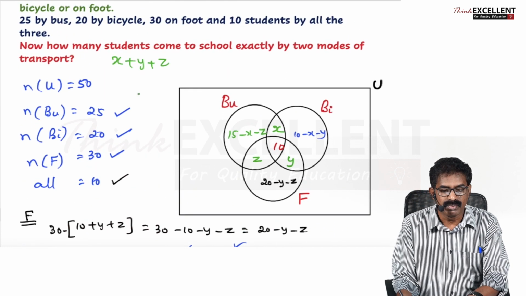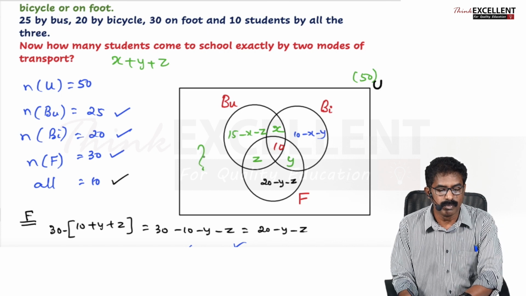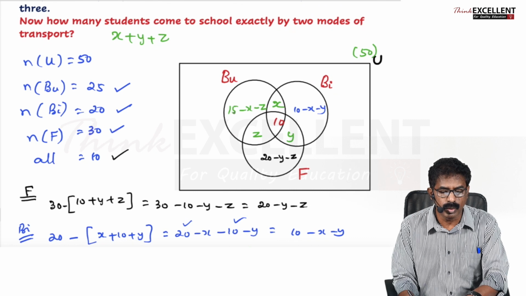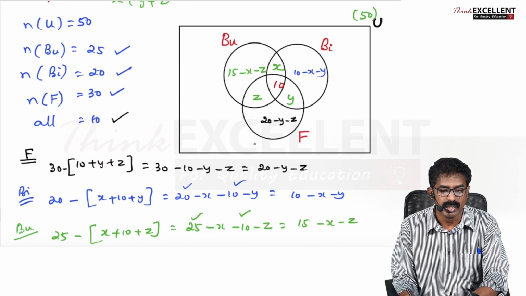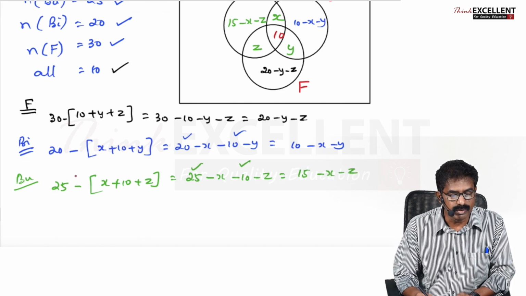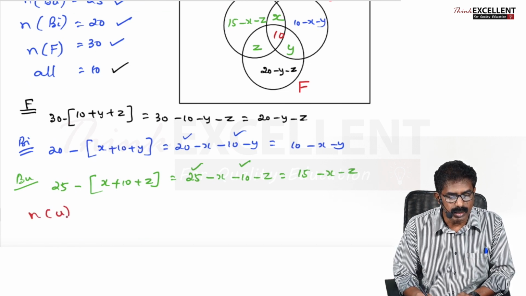Total, you know, total is 50, right? N of u is what? 50. So no one left out here and all. So adding everything, you have to get what? 50. 1, 2, 3, 4, 5, 6, 7. All the 7 values you have to add, right? N of u is 50. So N of u equal to 50 implies, add everything.